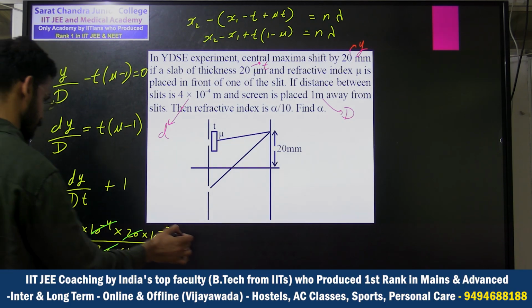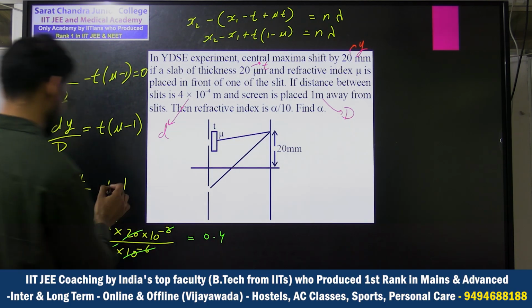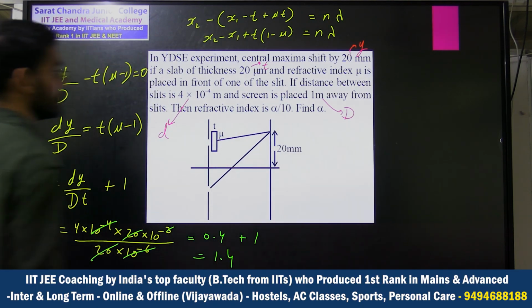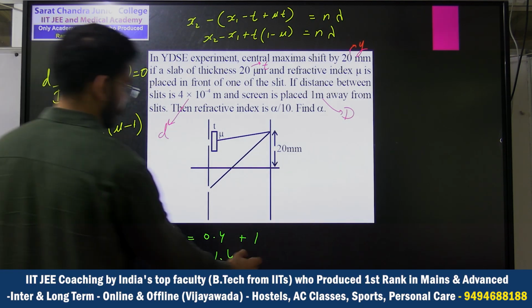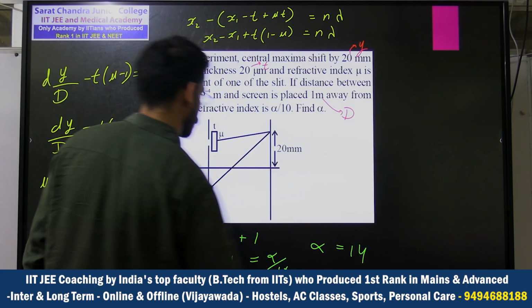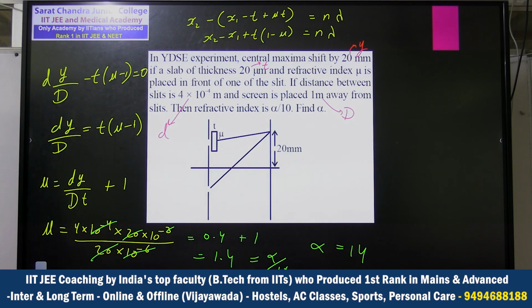10 to the power minus 6, 4 minus 2 minus 1, 0.4, right? And 1 was already there, so plus 1. This is 1.4. What is being asked? Alpha by 10. So 1.4 is equal to alpha by 10, so alpha is equal to 14. So the answer is 14.